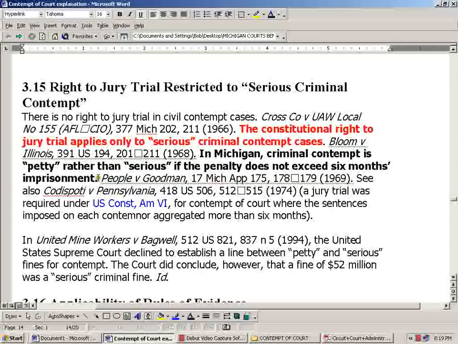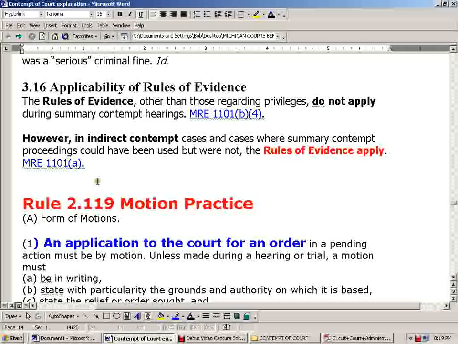Okay, so if it's less than 6 months, they're not going to get a jury trial, and somewhere earlier it said 93 days or something like that. So, right, they're not going to get a jury trial. It's going to be a judge making a decision. This is quick.